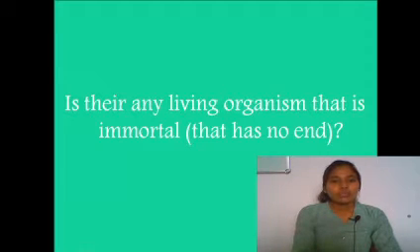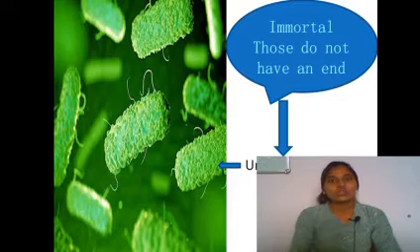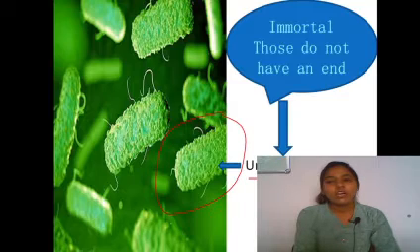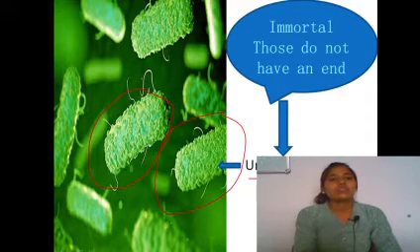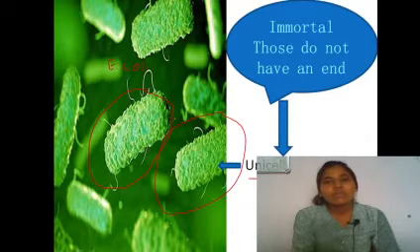Immortal means that which does not have an end. Understood? Which cannot die, that we consider as immortal. Now the question is: is there any organism which is immortal? The answer is yes, there is. Which are those? Here you can see single cell organisms, which are nothing but unicellular organisms. This is a bacterium called E. coli. Understood? This E. coli is a single cell organism, and this unicellular organism is called immortal.